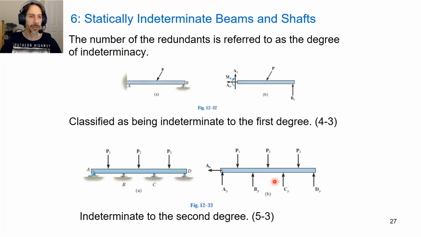So we've got 1, 2, 3, 4, 5 unknowns, and we would only have 3 equations of equilibrium, again because it's a planar problem. The sum of the forces in the horizontal direction, the sum of the forces in the vertical direction equals 0, and the sum of the moments equals 0. So 5 minus 3 is 2, so statically indeterminate of degree 2.